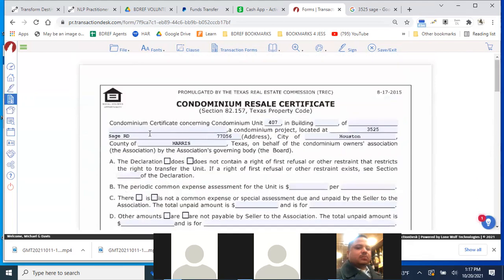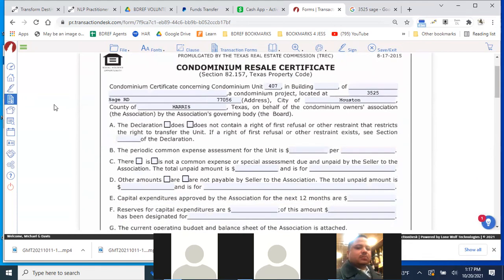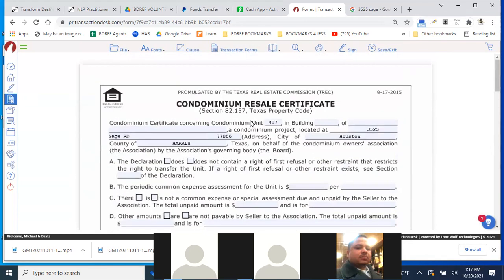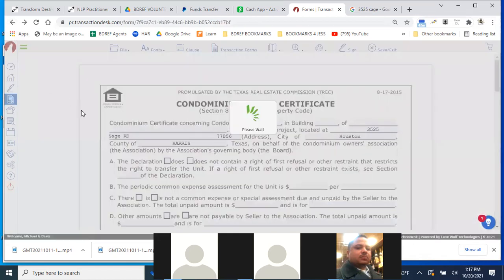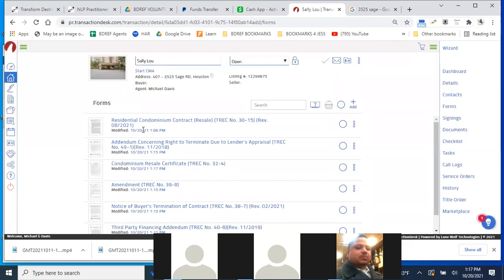Put in the fill this out. No, they know the information. Sometimes it's just not a priority for them. Yeah, so they don't care. All right, I'll go back. All right, so that's that.